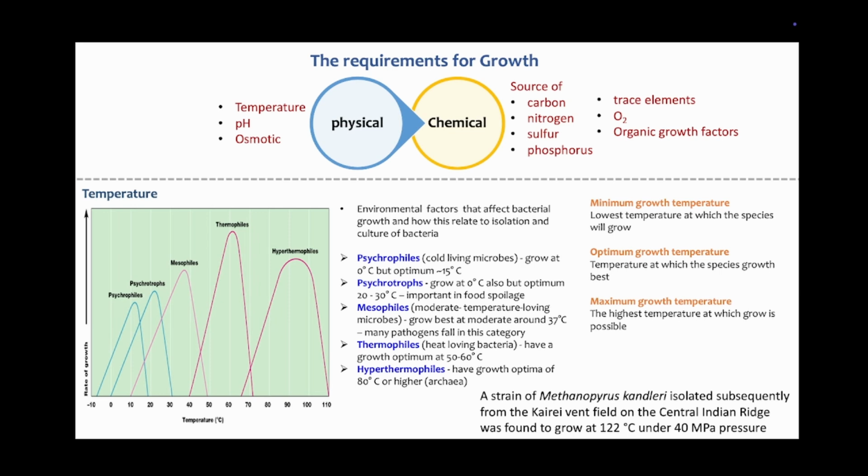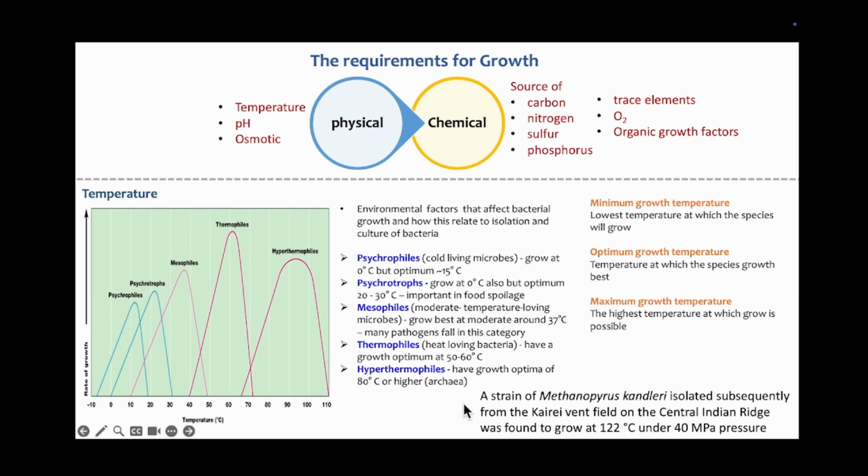For hyperthermophiles, growth optimum of 80 degrees Celsius or higher. Usually, most of them are from the domain Archaea. Okay, Archaea. And the temperature limit for biological life now is at 122 degrees Celsius. So that is the maximum limit that they found a biological organism can thrive in.